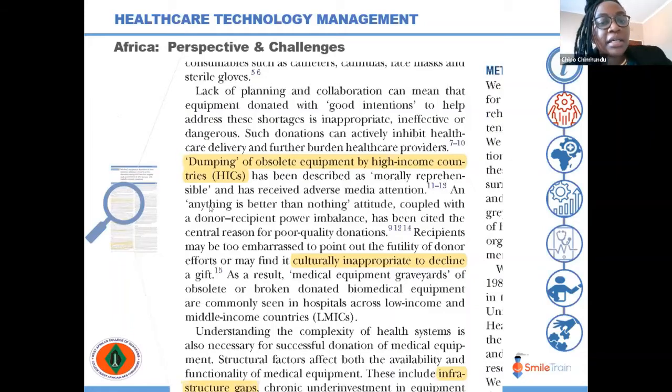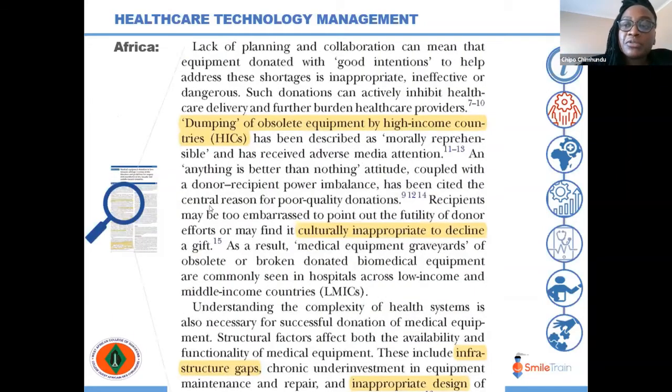So some of the challenges that are cited is that the dumping of obsolete equipment from high-income countries is posing a challenge for us. However, on our end, we find it culturally inappropriate to say no to these donations simply because they are free and countries are showing their kindness. But we have infrastructure gaps that don't support some of the equipment that we've been receiving. You'll find some of the designs are inappropriate. In our context, for example, we have a lot of hot and dry weather, or a lot of power outages, which do not support some of the high voltage equipment we've been receiving, and makes it difficult to operationalize this equipment.